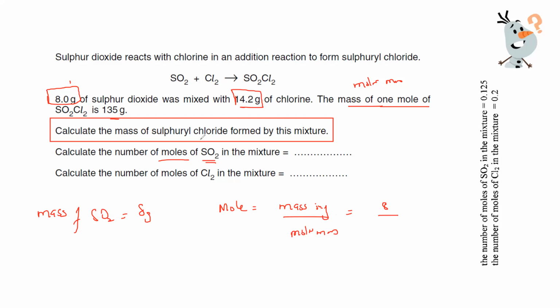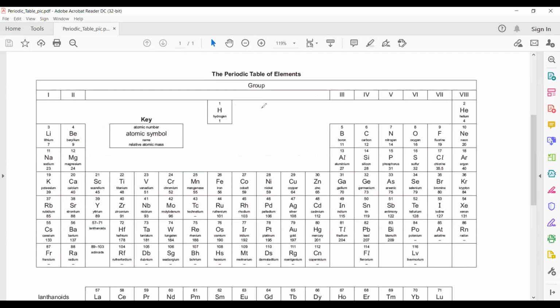How to get the molar mass? For molar mass, you have to check the periodic table, because we want to find the molar mass of sulfur dioxide. So if you want to work out the molar mass of sulfur dioxide, what is the mass of sulfur? In the periodic table, what is the mass of the sulfur element? That's 32. So the mass of sulfur is 32. Plus, what about the mass of oxygen?